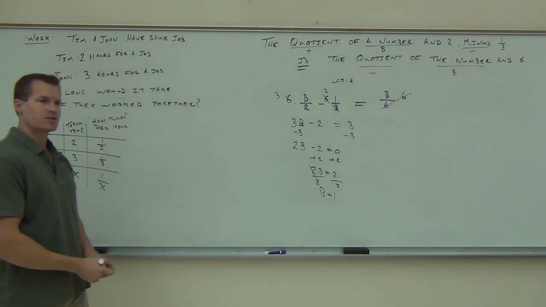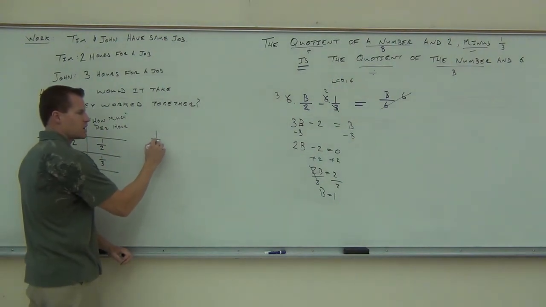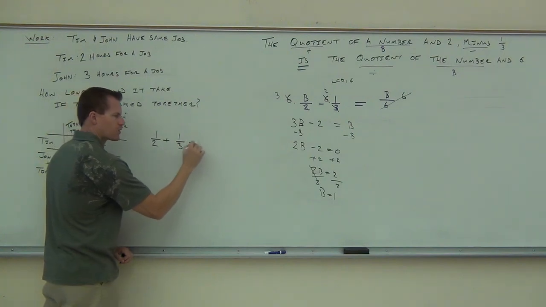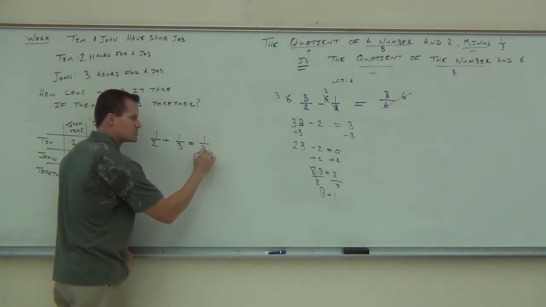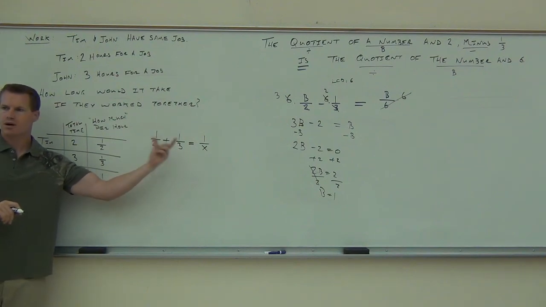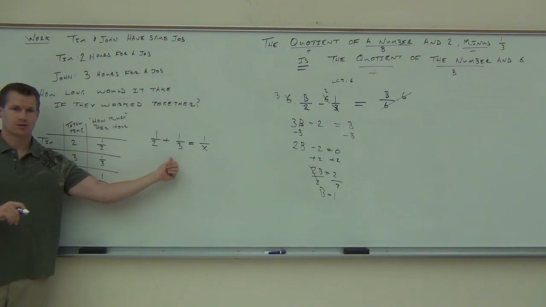Now the last thing that we've got to do, we'll finish this off tomorrow, but I'm not going to go through this whole thing again. It takes too long. How much of the job Tim can do per hour plus how much of the job John can do per hour is the same as what they can do together per hour. This is Tim's per hour and John's per hour. If you add that together, you get total per hour. Can you solve this? How do you solve that?